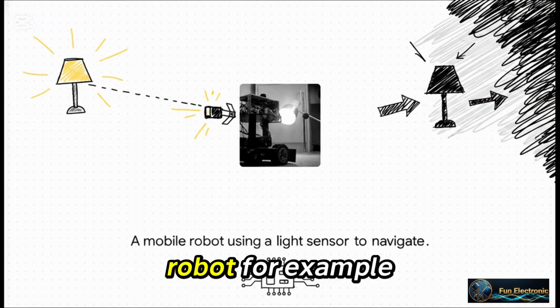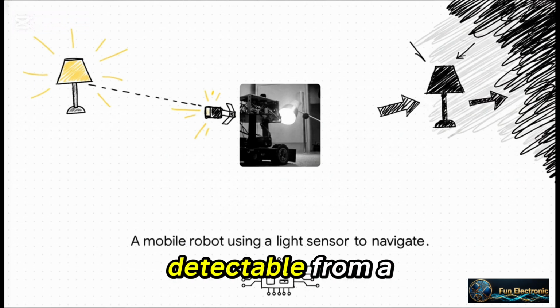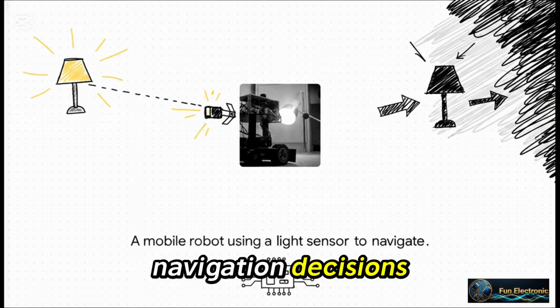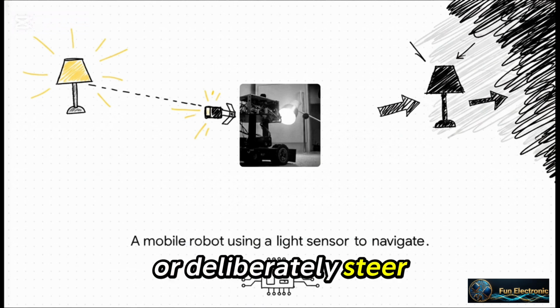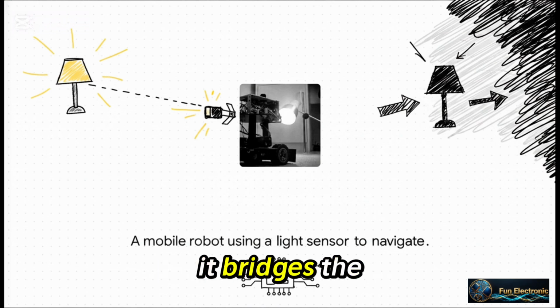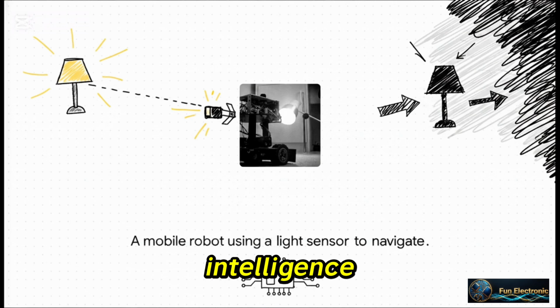Take this mobile robot, for example, utilizing a basic light sensor. Because light is detectable from a distance, this sensor allows the robot to spot a lamp from several meters away and autonomously make navigation decisions. It decides whether to move towards the light or deliberately steer away into a darker corner. This is absolutely crucial tech because it bridges the gap between raw, dumb hardware and truly autonomous artificial intelligence.